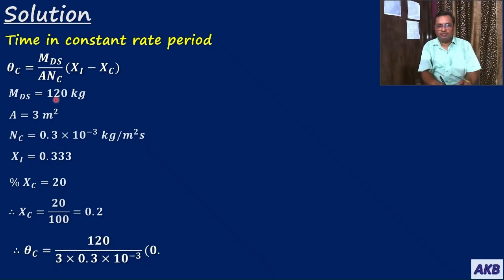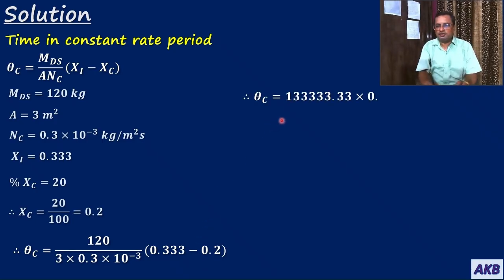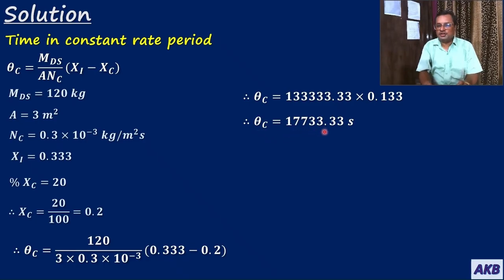And therefore now we can easily use this equation. Theta c will be equal to 120 divided by 3 into 0.3 into 10 to the power minus 3 into 0.333 minus 0.2. So that is theta c is equal to 13333.33 into 0.133. The product of this quantity is theta c is equal to 17733.33 seconds. So now we have obtained time in the constant rate period, and it is 17733.33 seconds.